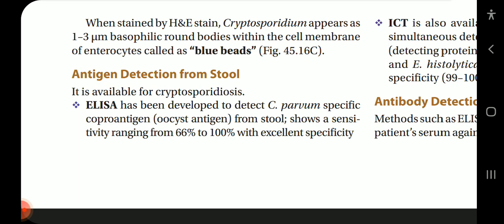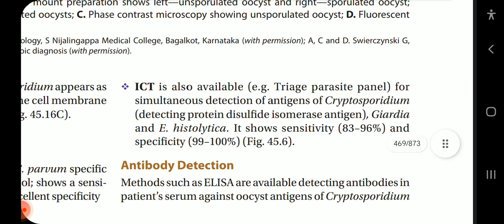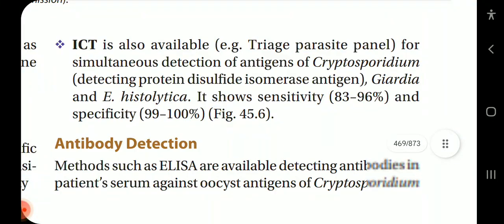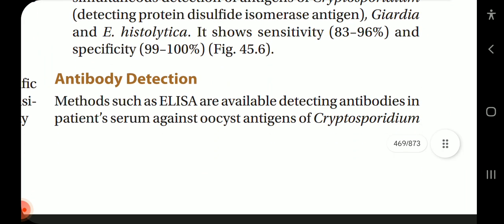Now, antigen detection from stool. It is available for cryptosporidiosis. ELISA has been developed to detect C. parvum specific coproantigen, oocyst antigen, from stool, and shows a sensitivity ranging from 66% to 100% with excellent specificity. ICT is also available, for example the Triage parasite panel for simultaneous detection of antigens of Cryptosporidium, detecting protein disulfide isomerase antigen, Giardia and Entamoeba histolytica. It shows sensitivity of 83 to 96% and specificity of 99 to 100%.